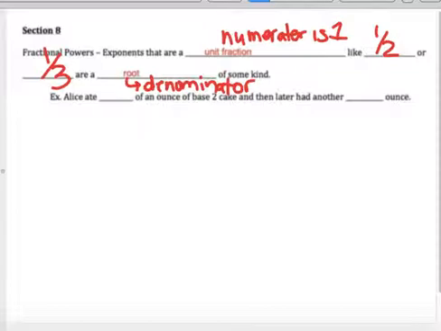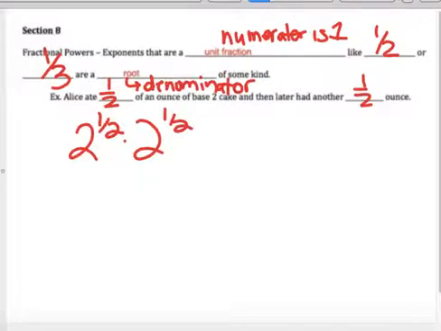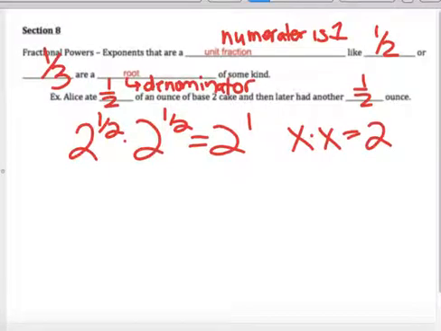Our example here was that if Alice eats 1/2 ounce of cake and eats another 1/2 ounce later, we know that would be the same as Alice eating 1 whole ounce of cake. So we have to ask ourselves, what is 2 to the 1/2? Well, the two 1/2 ounces of cake need to be the same value. So x times x must equal 2, which is 2 to the 1st.